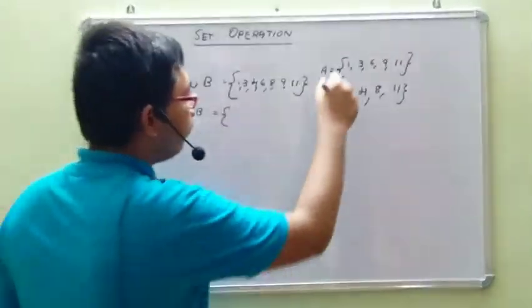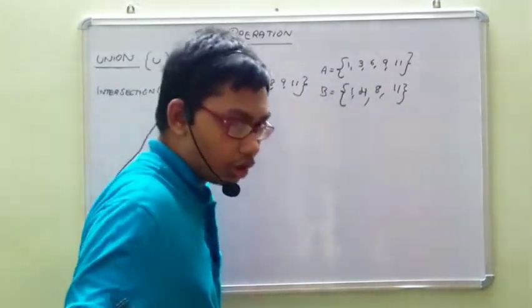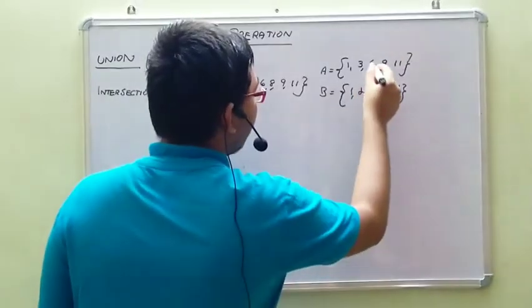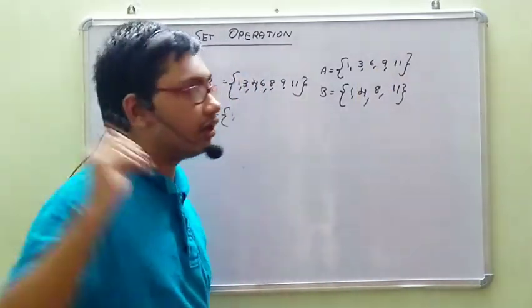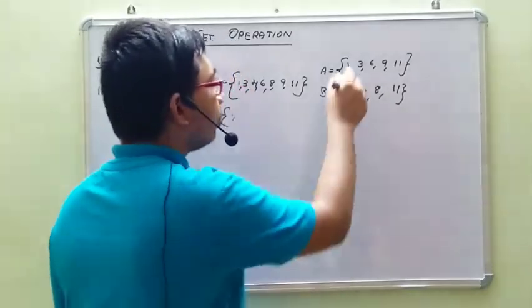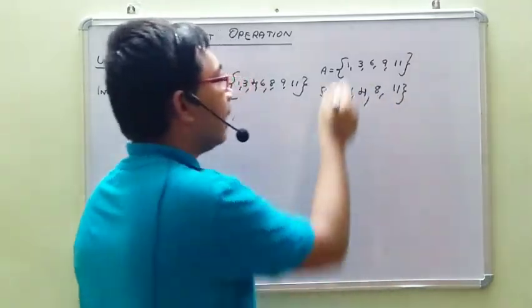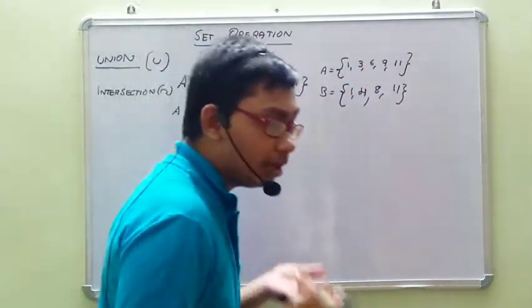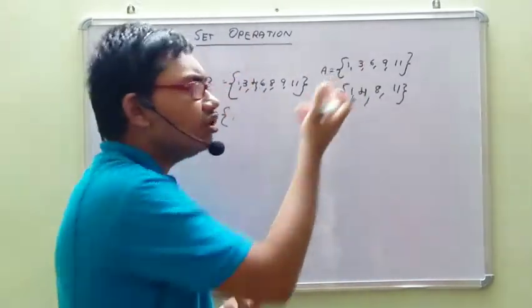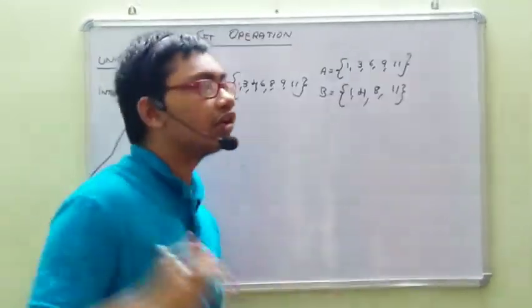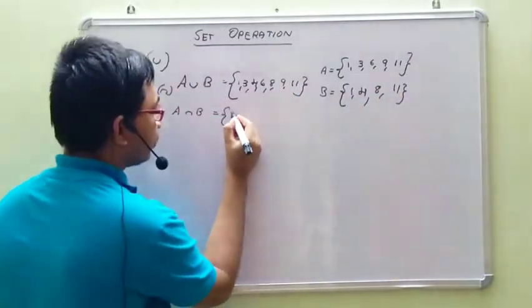So 1 is there in both. Okay, 1 is there in both. 3 is here, but 3 is not here. So 3 will not be an element of A intersection B. 6 is here, but 6 is not here. So it will also not be an element of A intersection B. Now 4 is here, but 4 is not here. So it will not be an element of A intersection B. Now 8 is here, but 8 is not here. So it will not be an element of A intersection B. What about 9? 9 is here, but it is not here. So it will not be an element of A intersection B. 11 is there in both. So it will be an element of A intersection B.